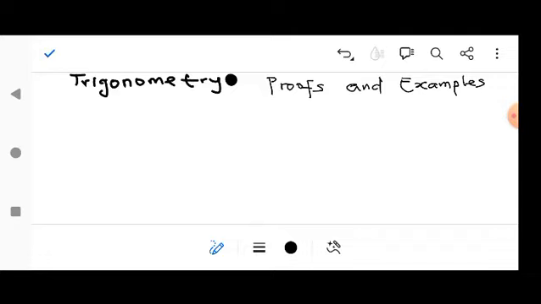So you can comment down below if you have not gotten the trigonometric identities, and you can always get them online. Now let's go to some proofs that we have here.